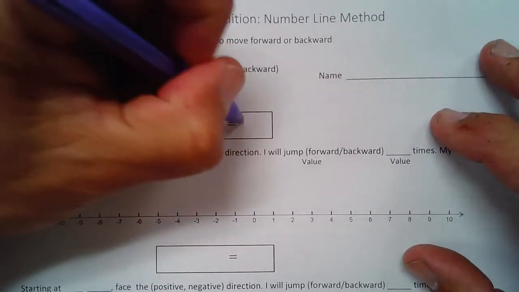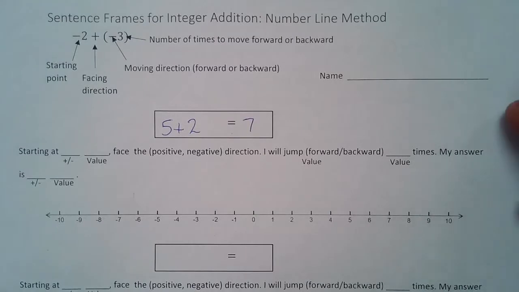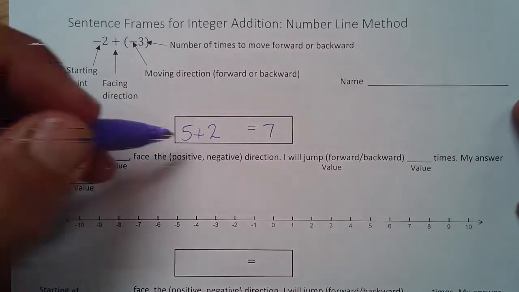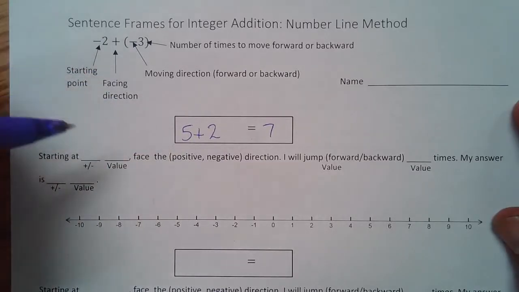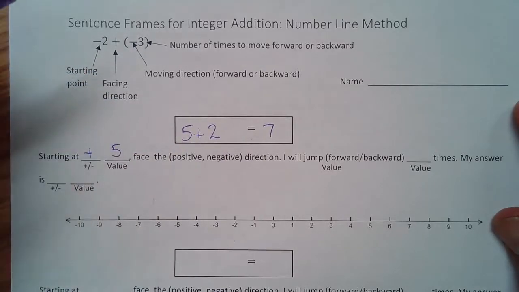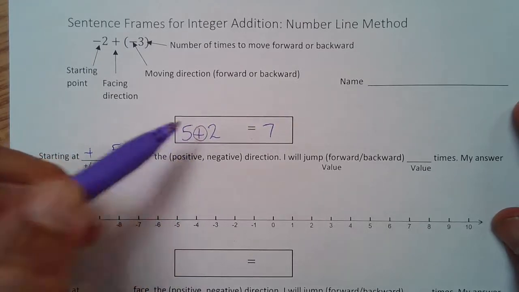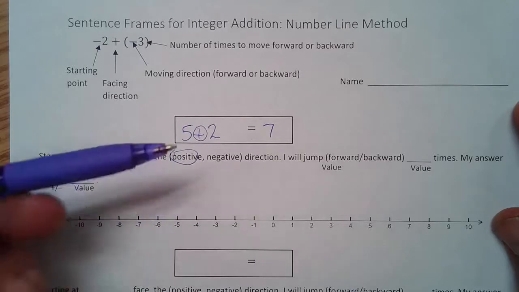So we're going to start with the easy 5 plus 2. We know the answer is 7. We already know that's where we're going. But now, using the sentence frame, I'm going to start at +5. So that's our starting point right there. I'm going to face the positive or negative direction. Well, this tells us we're going to face the positive direction, and the positives go that way.